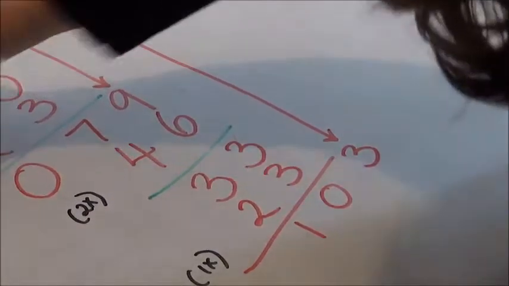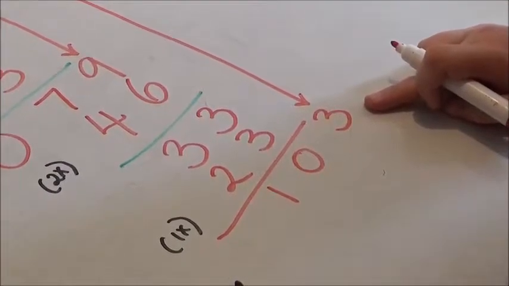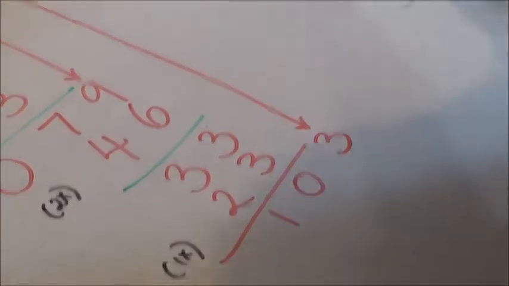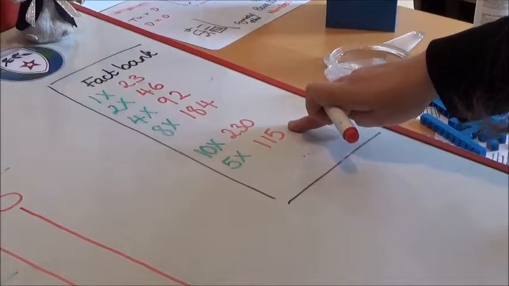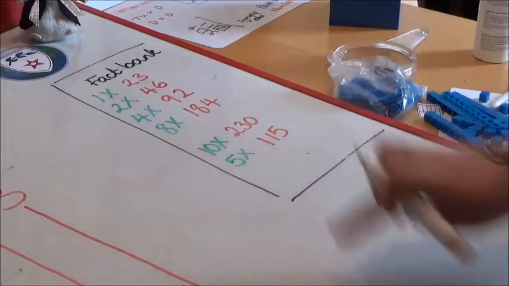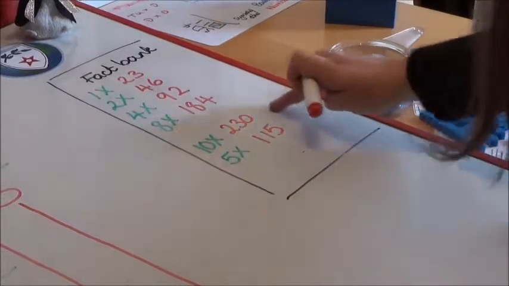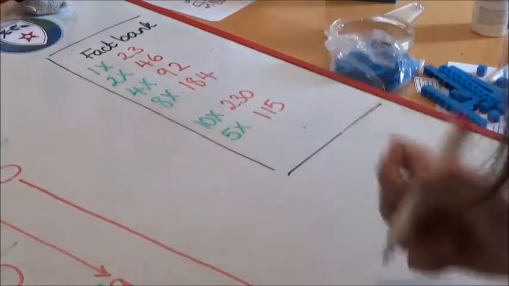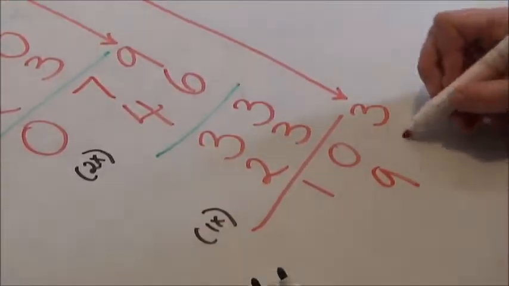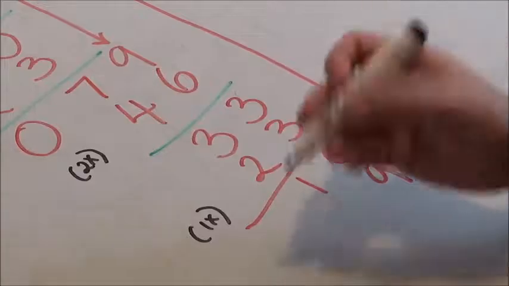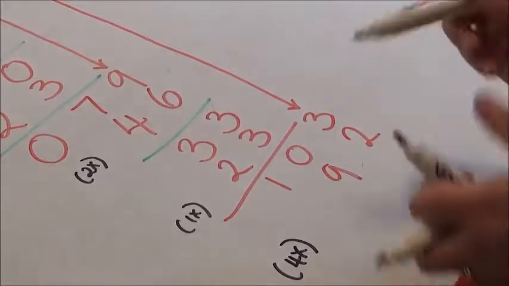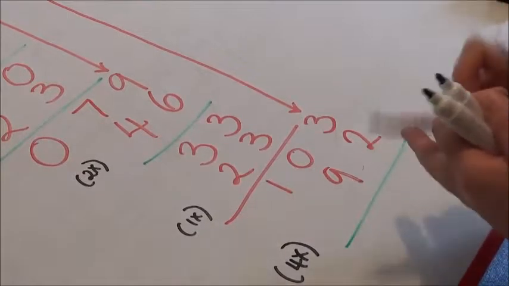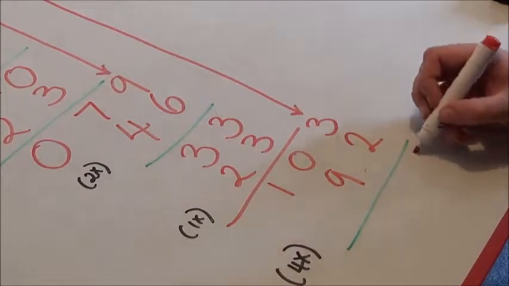How many groups of 23 can we make from 103? Let's have a look here. Can't do 5 because that's 115 and that's bigger than 103. I'm going to go to 4. 4 lots, which is 92. How many have I got left? 3 take away 2 is 1.